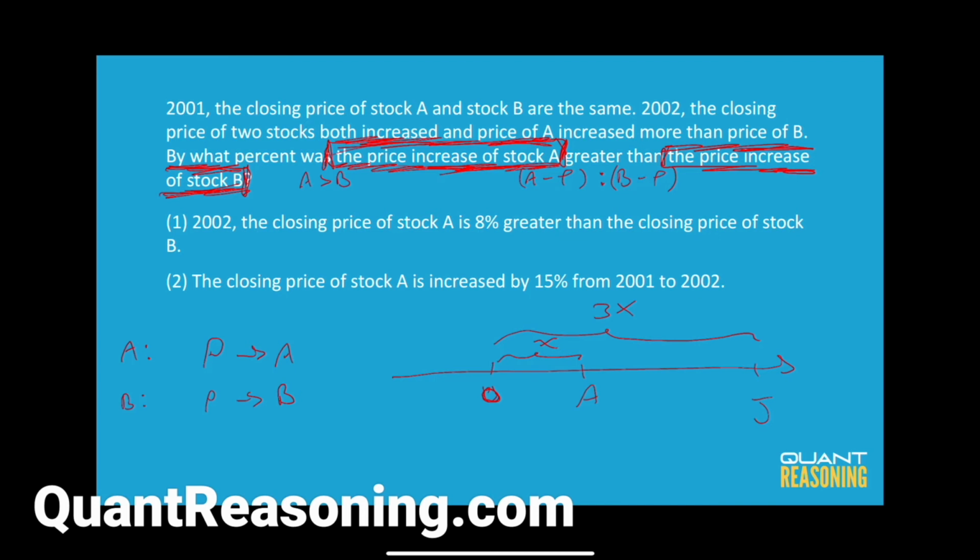Exactly. And this is data sufficiency. I don't actually care what the percent is. So if I can find the ratio, that's good enough. Statement 1 is just giving you the ratio of A to B. Because the closing price of A is what we defined as A. We call this A. And we call this B. So it's saying A to B is a ratio of 108 to 100. Or 54 to 50, or 27 to 25.